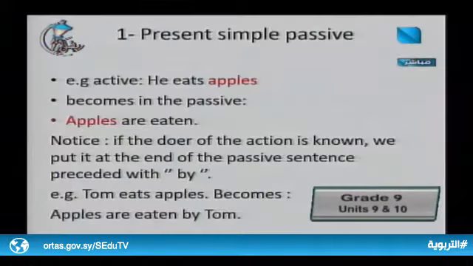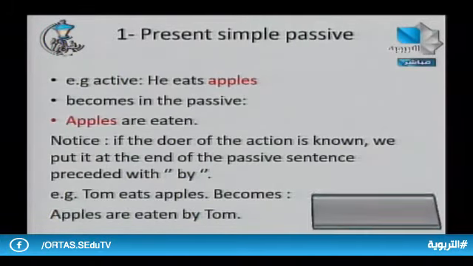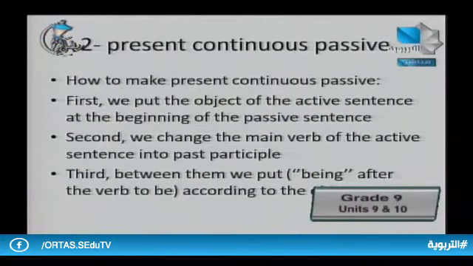So when we have the agent in the sentence, when we know the doer of the action, we put it at the end of the sentence after by. This is if the doer is known and important. If the doer is a pronoun like he, we neglect it; it is not needed. If someone puts it, it's not wrong, but there is no need to put it at the end. We go to the following slide, the present continuous passive.